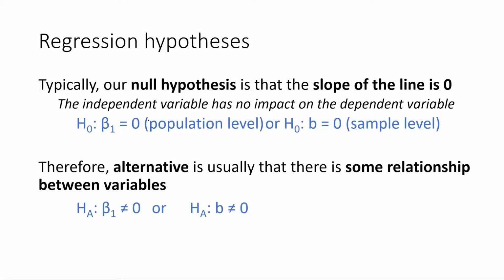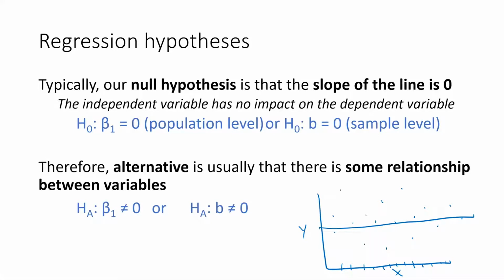So typically, our null hypothesis is that the slope of the line is 0, meaning the independent variable has no impact on the dependent variable, right? If we have data that looks like this, for each value of x, y is about the same. So x doesn't really have an impact on y.